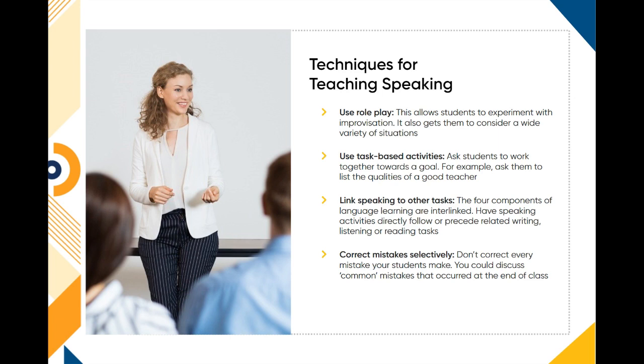Link speaking to other tasks. The 4 components of language learning are interlinked. Have speaking activities directly follow or precede related writing, listening or reading tasks. Correct mistakes selectively. Don't correct every mistake your students make. You could discuss common mistakes that occurred at the end of class.